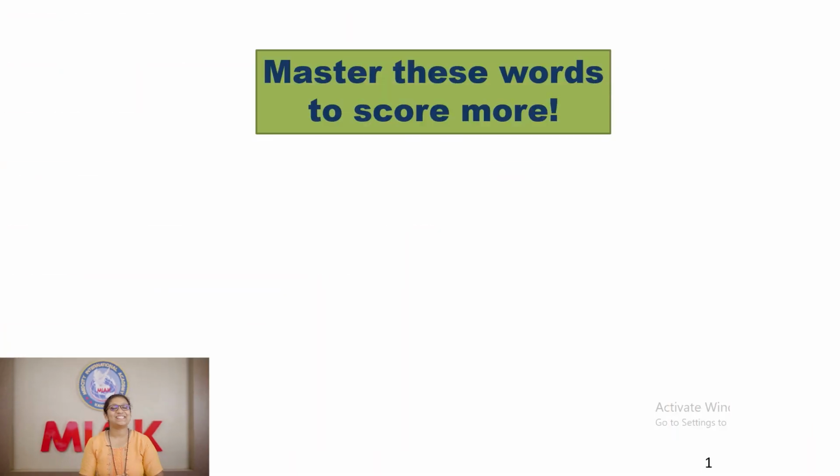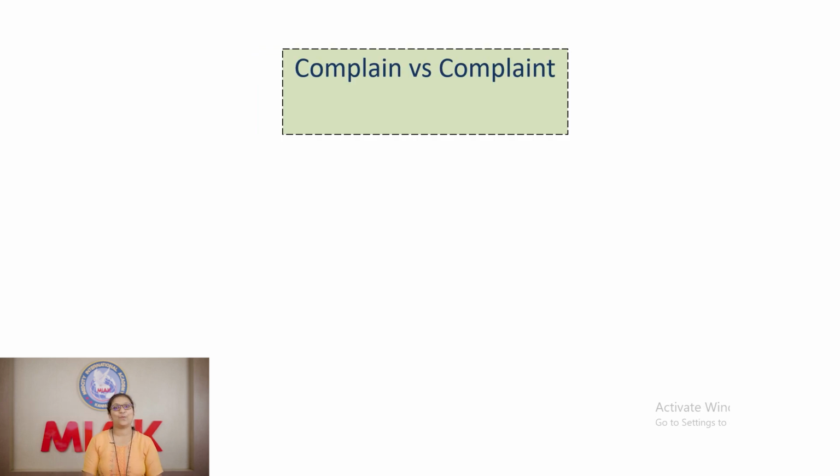So shall we get started? Well, this is the first set of words that really confuse most students. What are they? Complain versus complained. Now, if you look at these two words, there aren't a lot of differences, especially in its spelling. One is complain and the other is complained with a T. But just by adding the T, there is a huge difference to the usage of both these words.